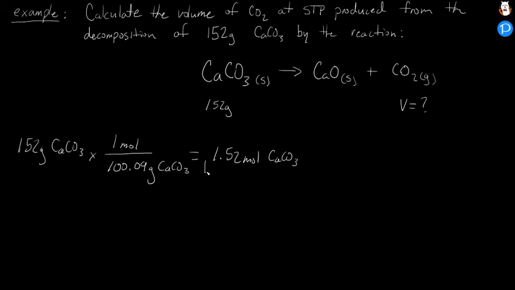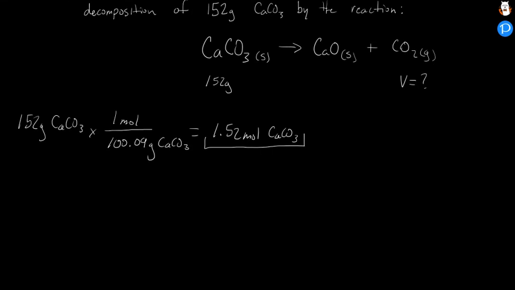Because now that I've solved for 1.52 moles of CaCO3, since this is a 1 to 1 molar ratio, there's 1 mole of this for every 1 mole of this. That means I'm going to have the same amount of moles of CO2 gas. So 1.52 moles of CaCO3 means I also have 1.52 moles of CO2 gas. And now I'm not done. I've solved for how many moles of CO2 gas I'm going to have, but I want to figure out what the volume is going to be from this.